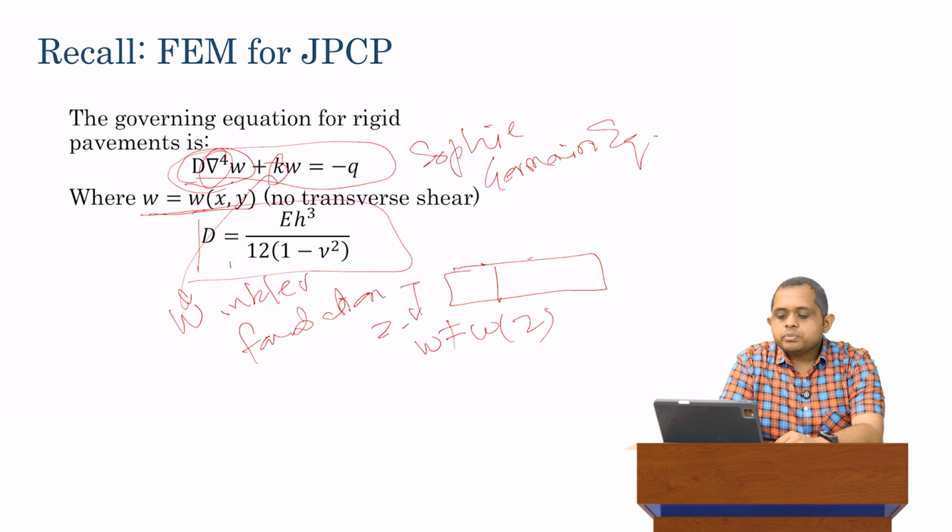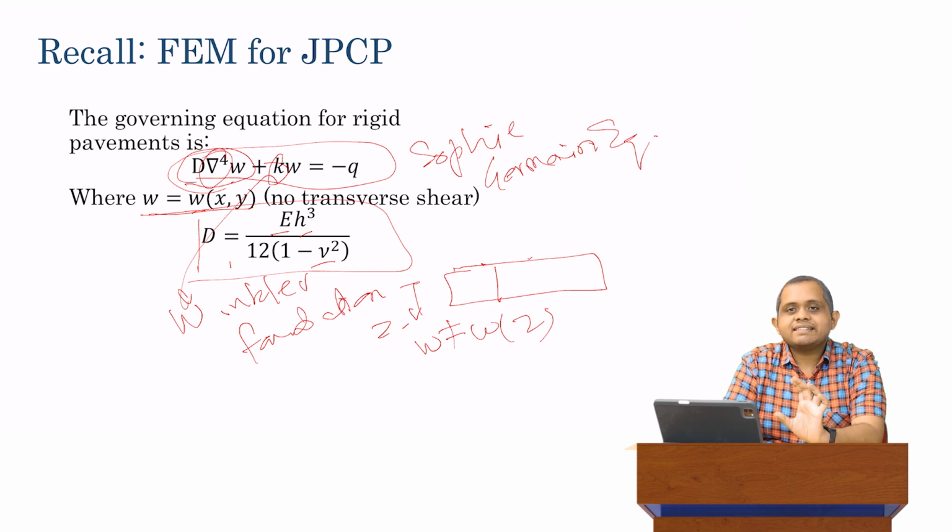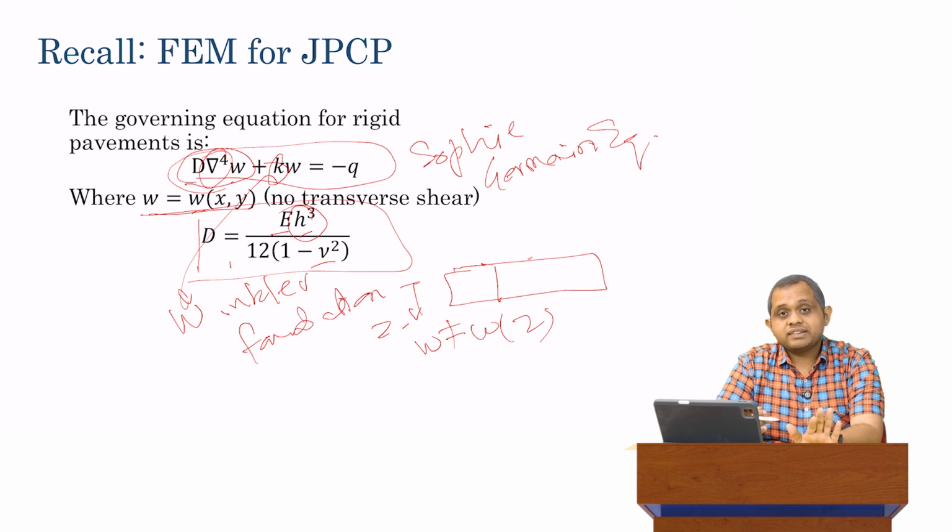So that is E H cube divided by 12 into 1 minus nu square, where E is the Young's modulus and nu is the Poisson ratio, we've seen these before, and H is the thickness. Since we said that there is no displacement along the Z direction, the entire effect of the thickness of the slab is contained inside this D term, and it is H cube. So the stiffness of the plate actually increases as the cube of the thickness of the plate. So you can imagine it becomes stiff very, very quickly. Even small changes in thickness have a large effect. So this was the fundamental equation that we derived.